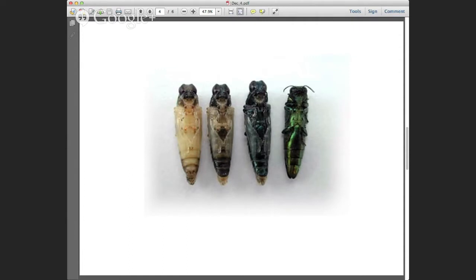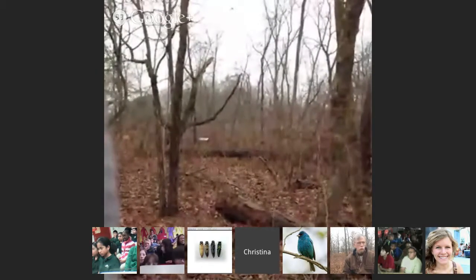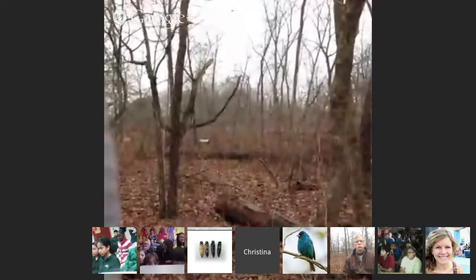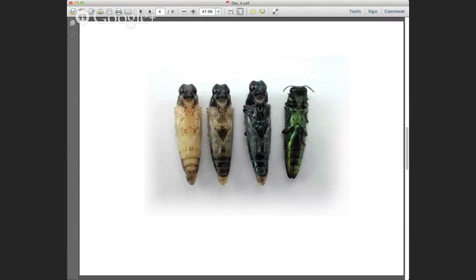So the one on the right-hand side, he's ready to emerge. Emergence generally happens in May. He'll come out as an adult beetle, ready to fly and mate immediately. This emergence starts in May, but can happen in May, June, and July. Peak emergence is really in June.